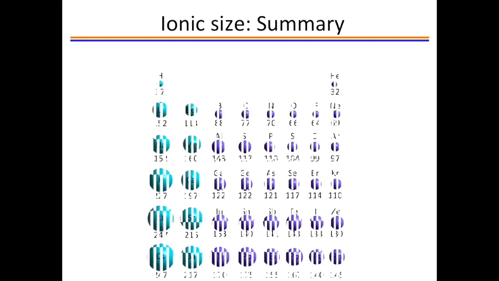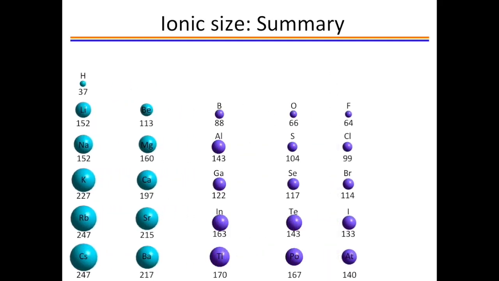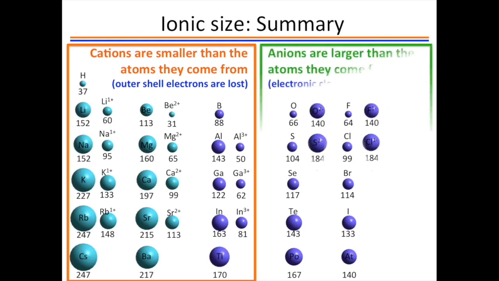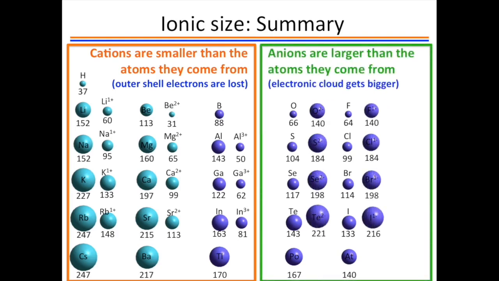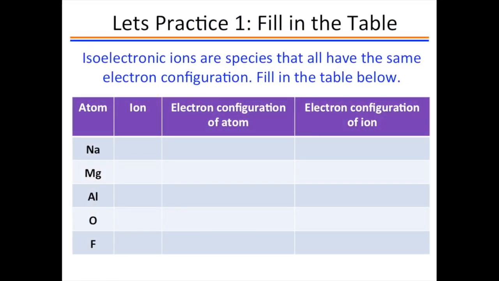Let's summarize by visualizing the sizes of some atoms and their ions. Cations are always smaller than the atoms they come from, and anions are always larger than the atoms they come from. Pause here and make sure you can explain all the trends you see in this table. Let's practice by thinking about a new idea. Isoelectronic ions and atoms have the same number of electrons. Pause the video here and convince yourself the statement is true by filling in the table shown below.